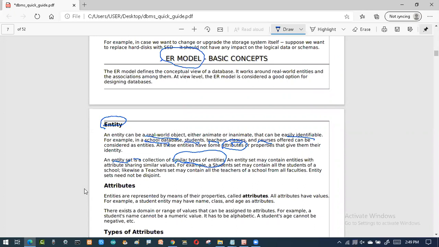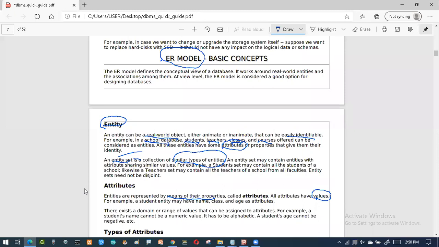How are we storing? First of all, I'll identify the object, then I'll identify the attributes, then I'll store the information related to that particular object. So attributes have values. If we talk about attributes, they represent the properties. That means entities will be having properties, and these properties are called attributes. That means all attributes will be having values.